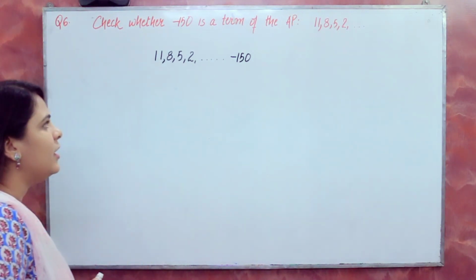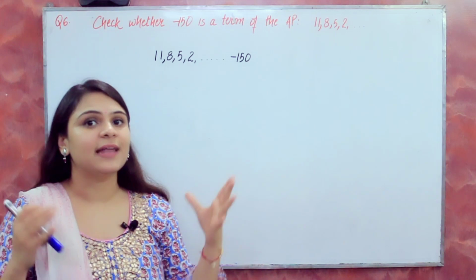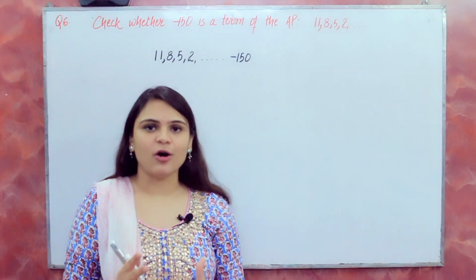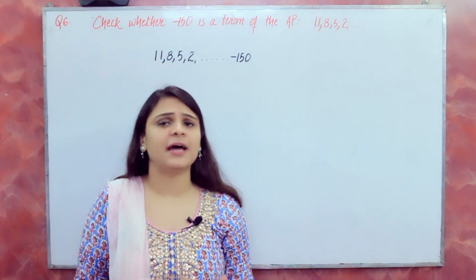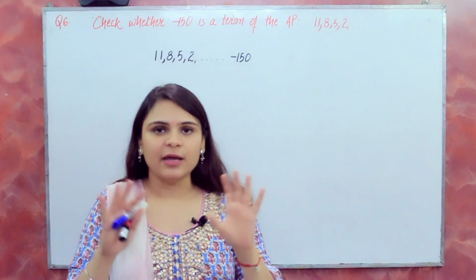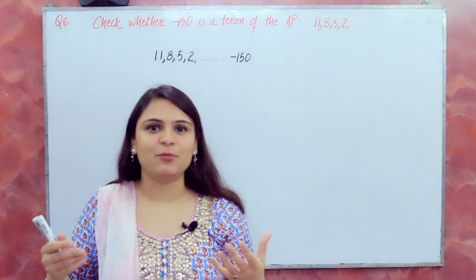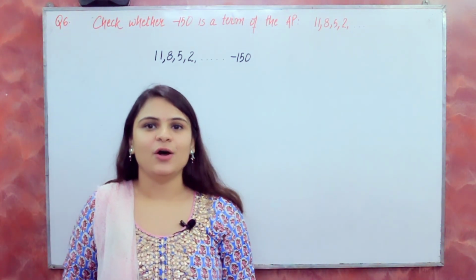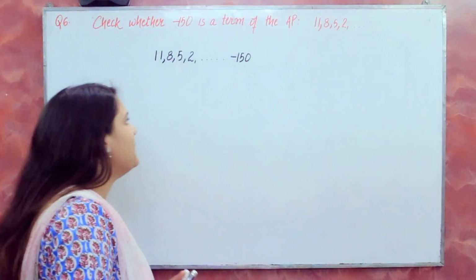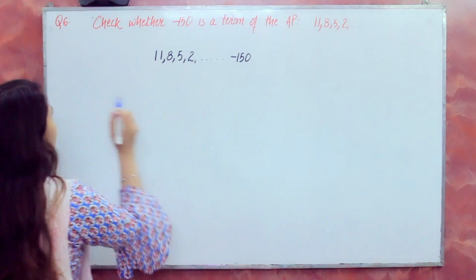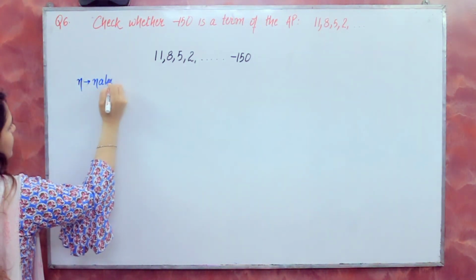Okay, so if it is a term of AP, then our number of terms should be a natural number, because terms are always like 5th term, 10th term, 50th term, 19th term, but it's never like 7.5 term or 15.3 term or 150 divided by 3 term. It is never like that. Okay, so in this case, one thing is confirmed that n should be a natural number.